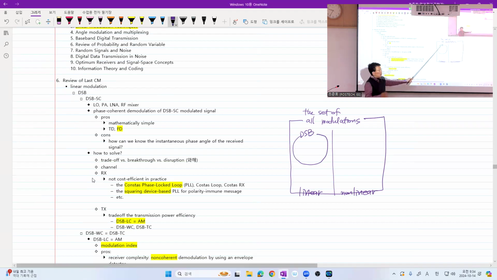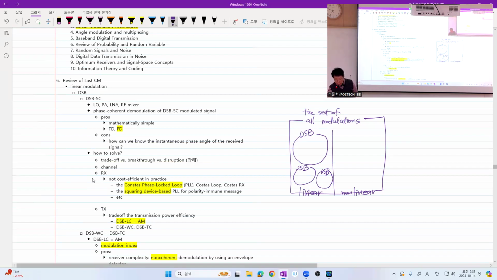We have been focusing on this one. And today we are going to expand our modulation scheme to something like single sideband modulation and vestigial sideband modulations. Got it? Of course, this may be very, very small, thinking about every possible linear modulation scheme. But anyway, you can draw any Venn diagram. Okay?